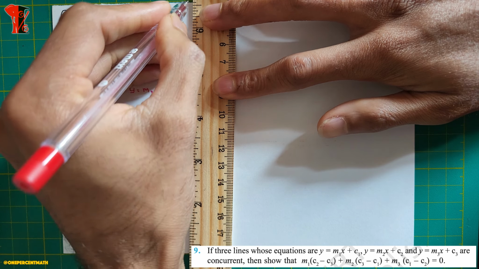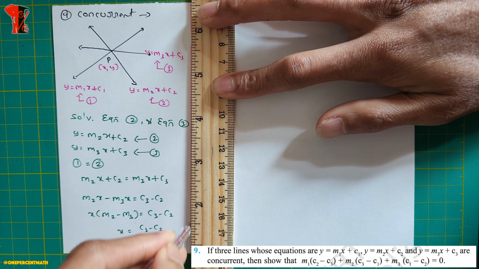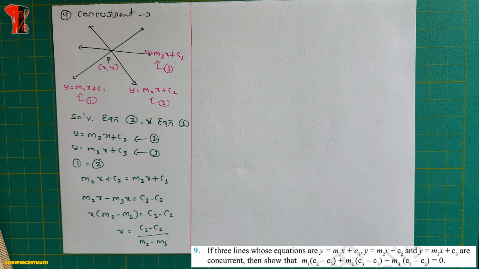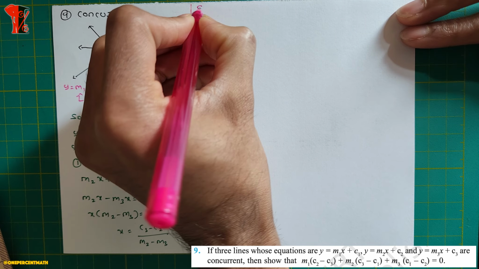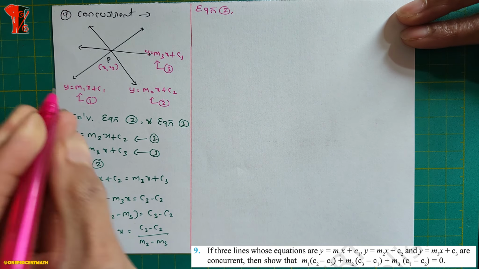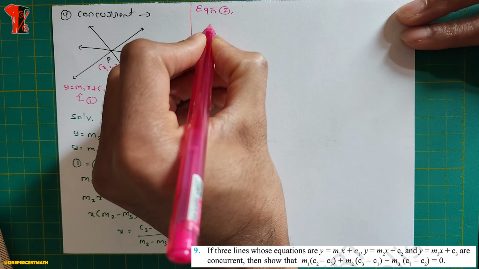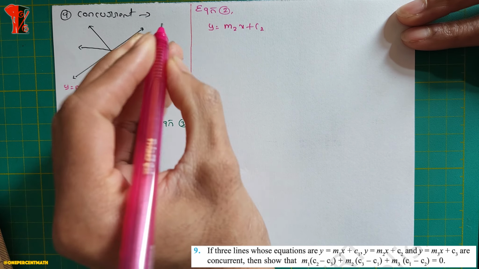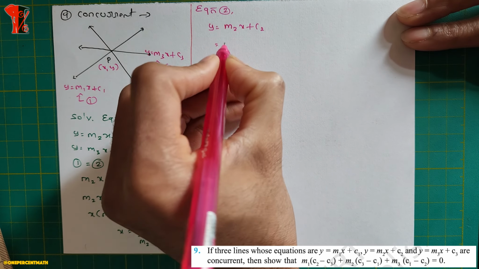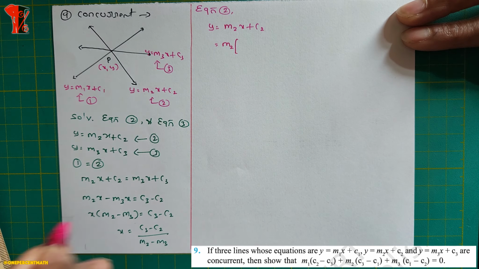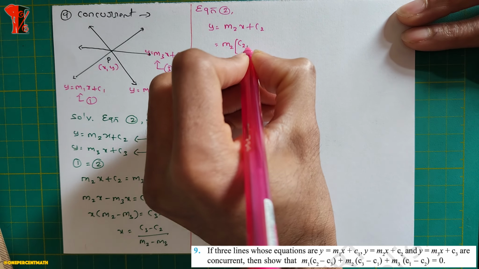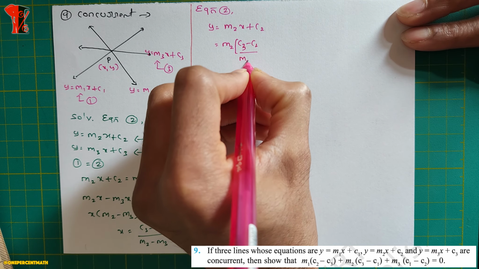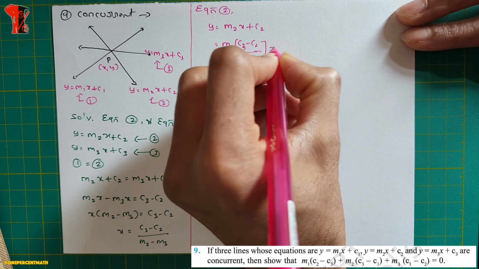To find the y coordinate, you can go with equation 1, or equation 2, or equation 3. So let us take equation 2. What is equation 2? It is y equals m2 x plus c2, correct? So we are going to replace x with (c3 minus c2) by (m2 minus m3), so y is m2 into (c3 minus c2) by (m2 minus m3) plus c2.